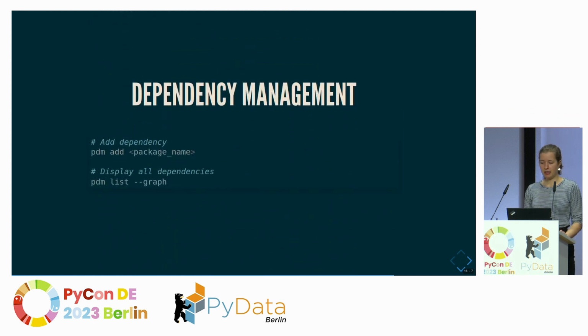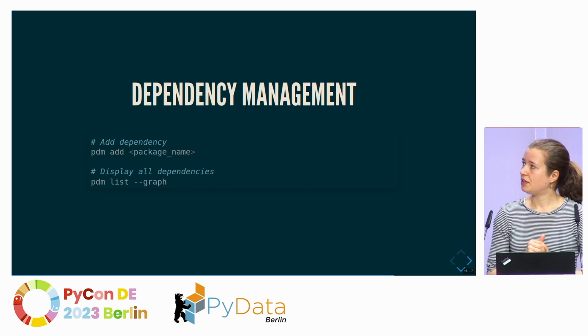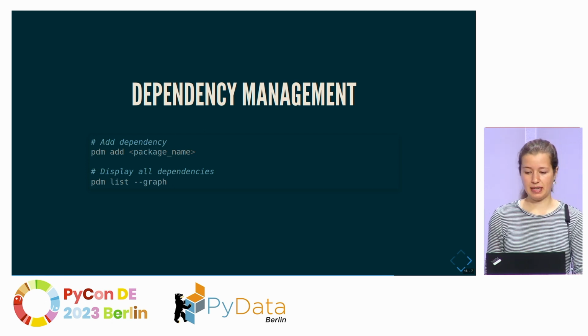Then dependency management is easy. You can use PDM add with a package name. This would get the package from PyPI, look for the correct version that does not conflict with your other dependencies, and then put that into your pyproject.toml file, the package name. And again, you can easily look at your dependencies that you currently have using PDM list.